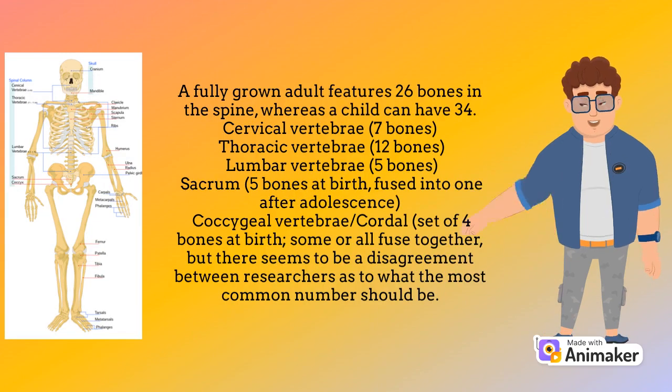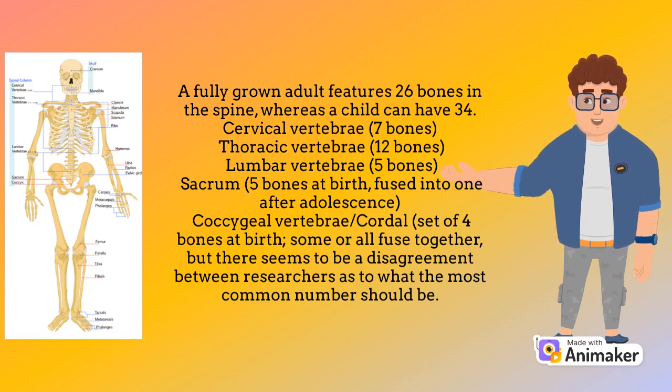A fully grown adult features 26 bones in the spine, whereas a child can have 34. Cervical vertebrae: 7 bones. Thoracic vertebrae: 12 bones. Lumbar vertebrae: 5 bones. Sacrum: 5 bones at birth, fused into one after adolescence. Coccygeal vertebrae: a set of 4 bones at birth, some or all fused together, but there seems to be a disagreement between researchers as to what the most common number should be.